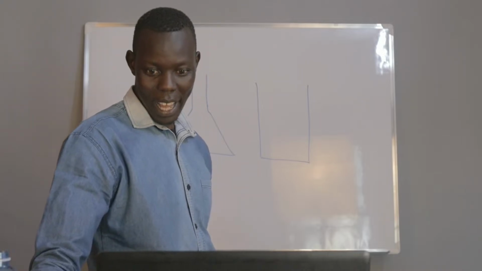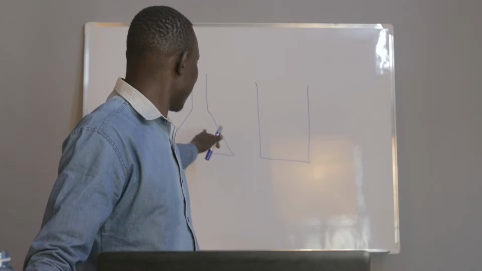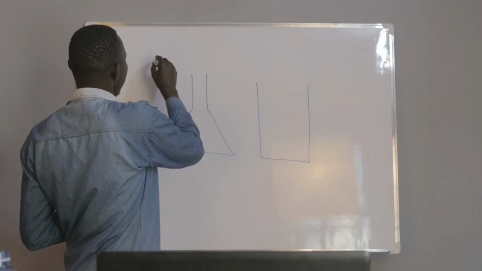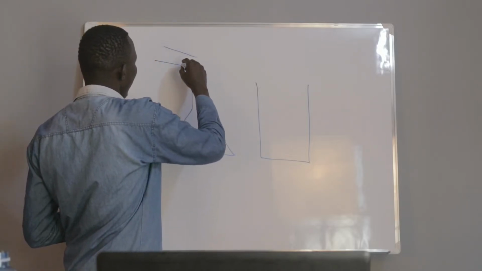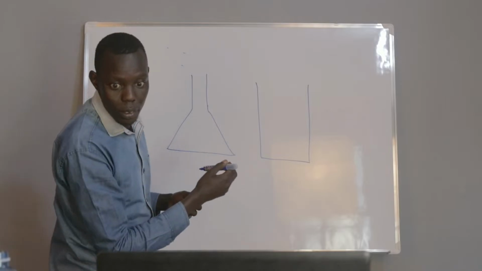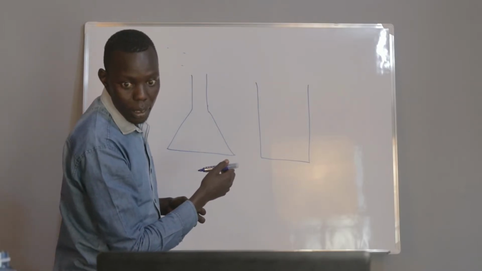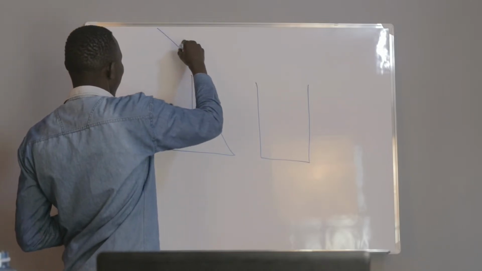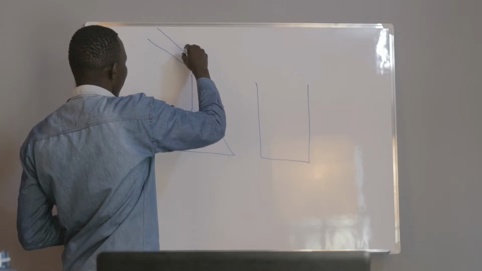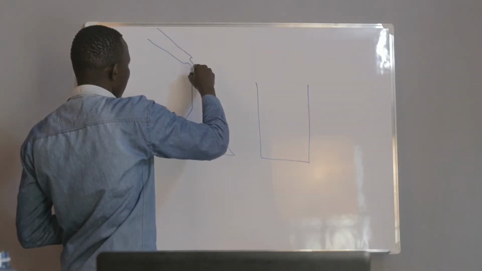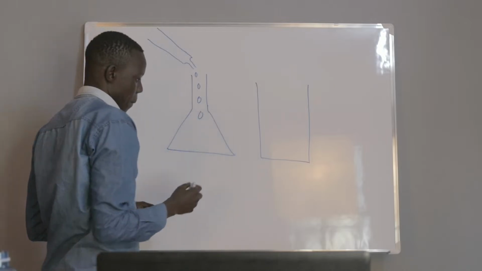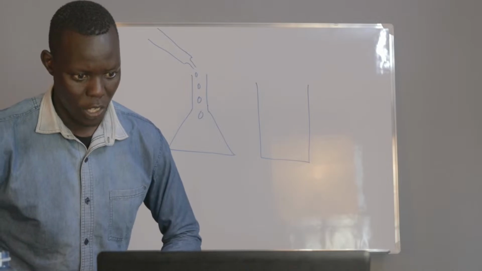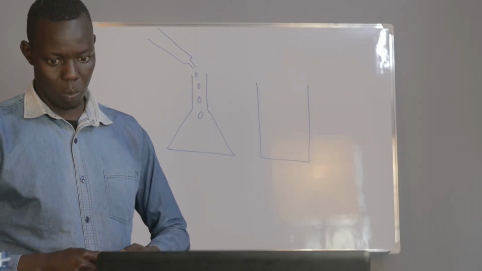Now, the other reason is why we use this container. Juliet? Can I try? Yeah, try. Collection of fractions should be done in a conical flask and not a beaker to reduce the rate of evaporation. Thank you. That was the reason I was looking for.